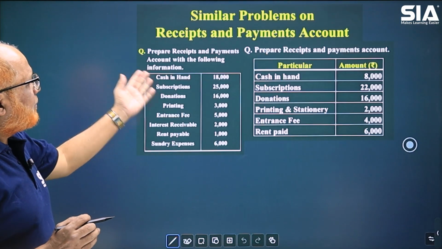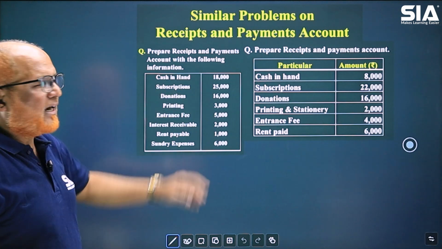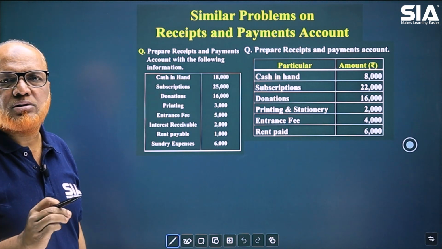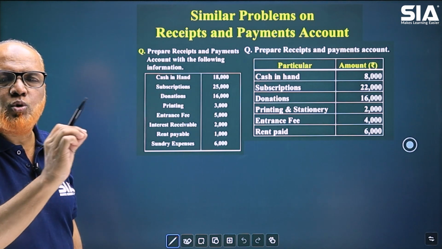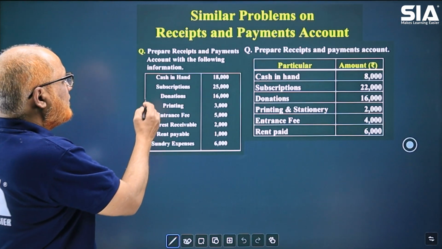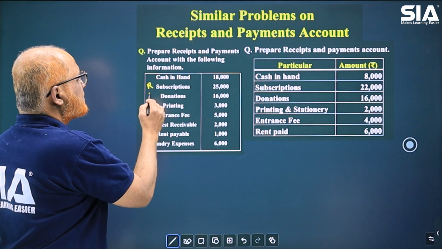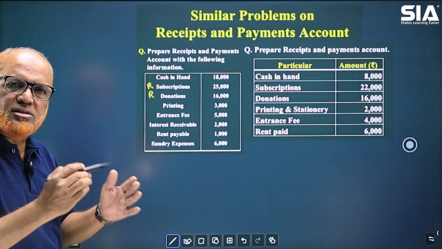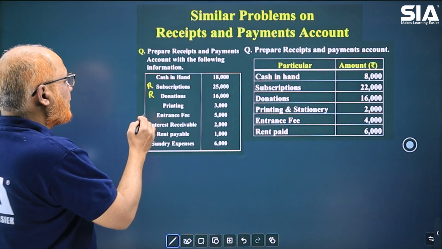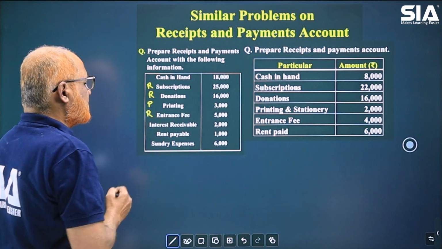Now, see carefully. Prepare receipts and payments account with the following information. Cash in hand, 18,000. This is the opening cash. So on the debit side, you should take to balance brought down cash. Subscription and donation, these 2 are receipts. Subscription and donations are receipts, so debit side. Printing is the payment. And entrance fees is the receipt.